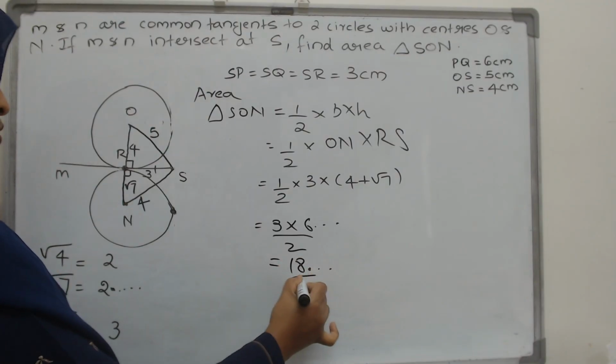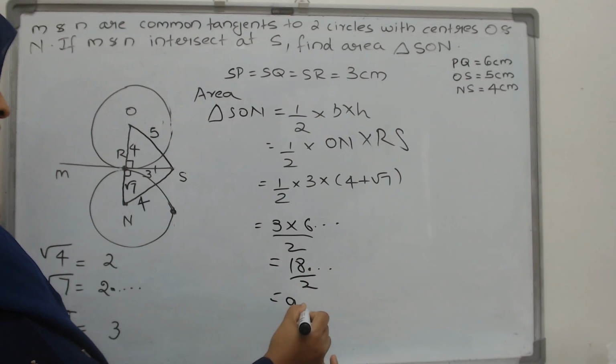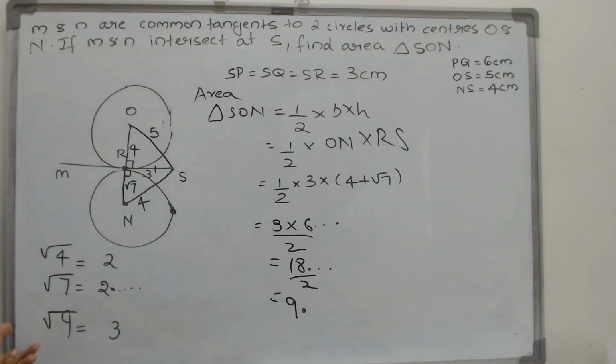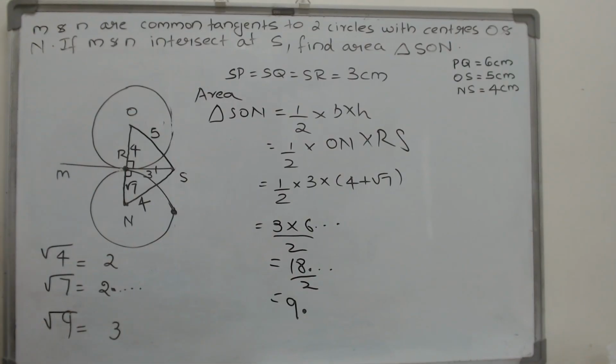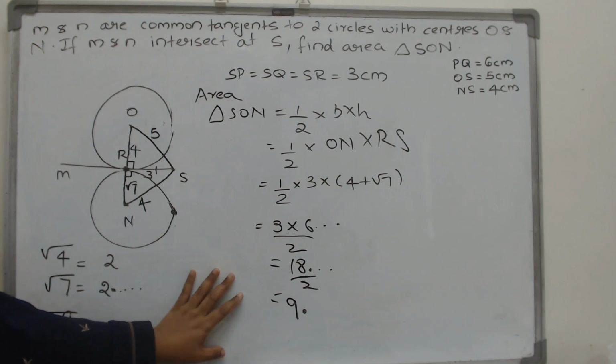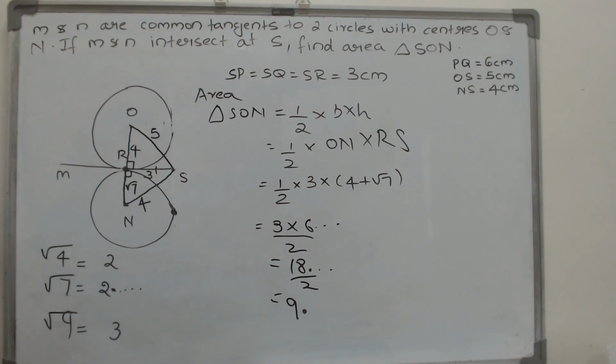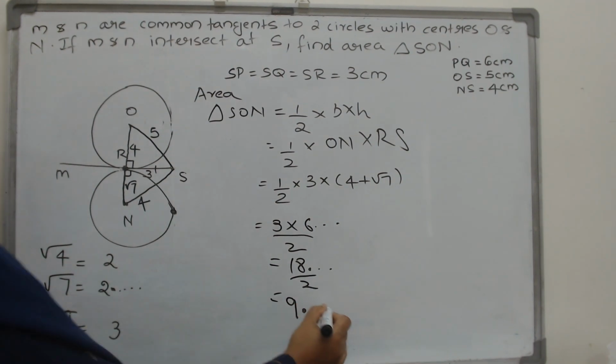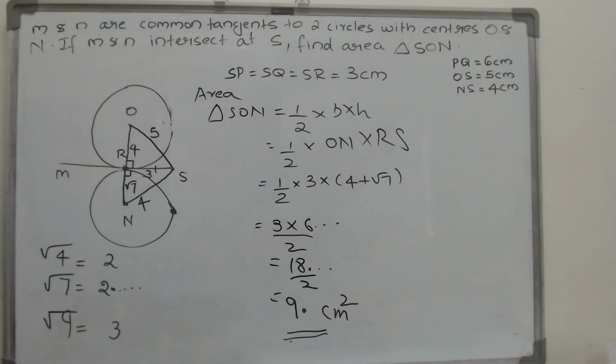So the answer that you are looking for is 9 point something. This is just an approximate value. We have done other videos on how to find the exact value. So please check it out. Now for this, what do we notice? The answer is going to be 9 point something centimeter square. So that is the answer that we were looking for.